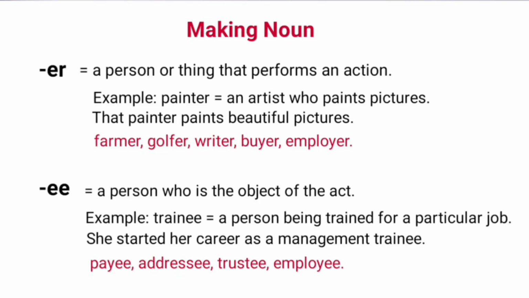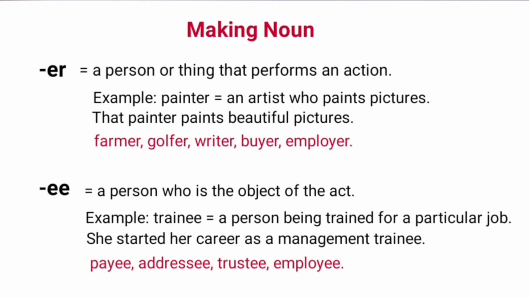Derivational suffix er means a person or thing that performs an action. Example, painter, which means an artist who paints pictures. That painter paints beautiful pictures. Other words with suffix er are farmer, golfer, writer, buyer, employer.